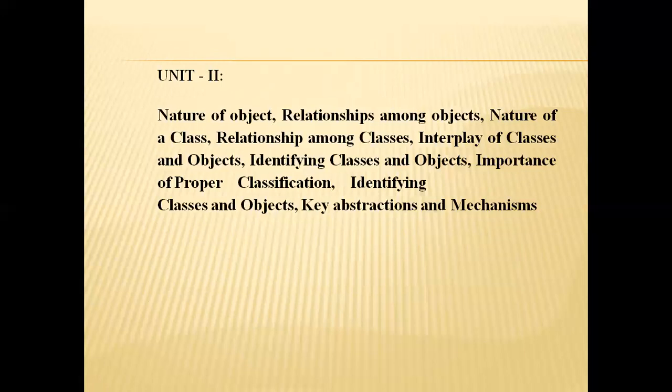Relationships include dependency, association, and realization. There are different types of relationships. First you identify the objects, next the relationships among the objects, and next the nature of the class. A class represents a set of objects that share a common structure and common behavior.